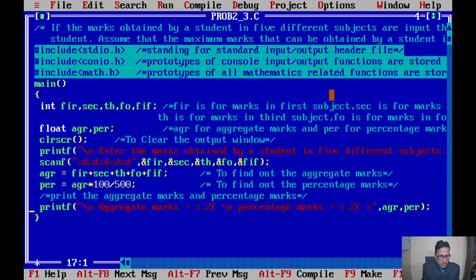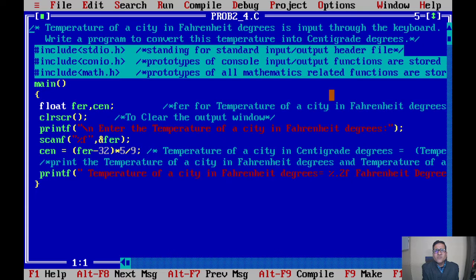So if we go to this problem, this is this. Here I use the problem statement in the comment like in the previous questions, and here these are the 3 header files. Again main function, braces, and here I have taken Fahrenheit and centigrade temperature to the float variable. And here in the comment I mentioned that FAR is for the temperature of a city in Fahrenheit degree and centigrade is for the degree Celsius. Here this is to clear the output window.